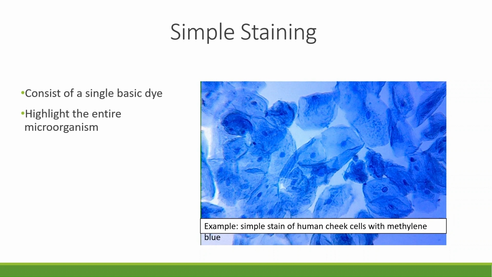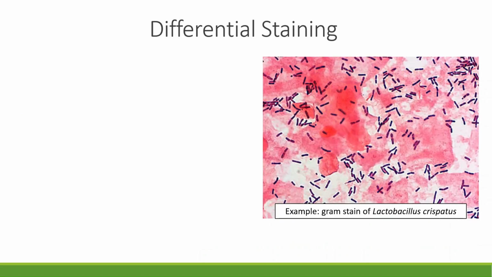So simple staining is just one basic dye added to your slide. As you can see, the cells are colored and the background is not. Simple staining is good if you already know what you have under the microscope and you just need to visualize them for analysis. So if we're trying to just see our cheek cells and we take a swab of them, we don't need to use any other complex staining here. We can just use a simple basic dye.